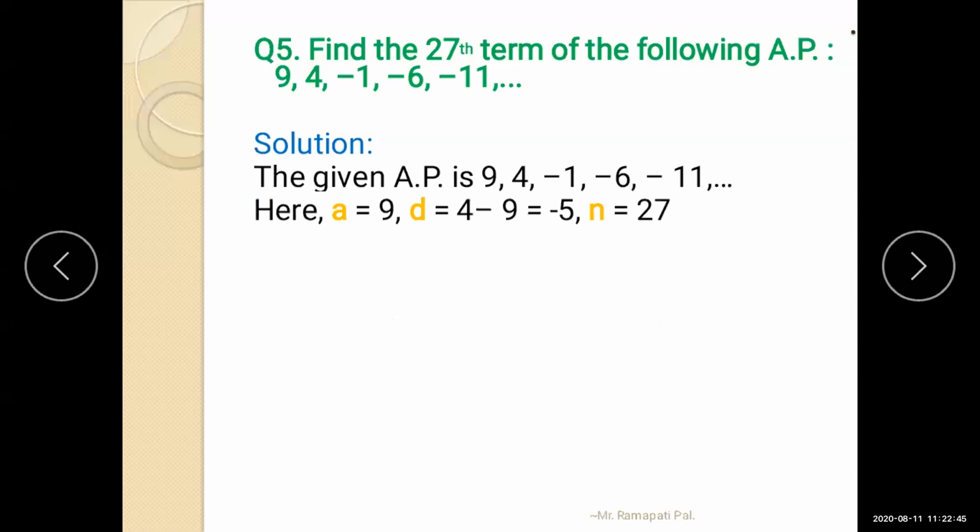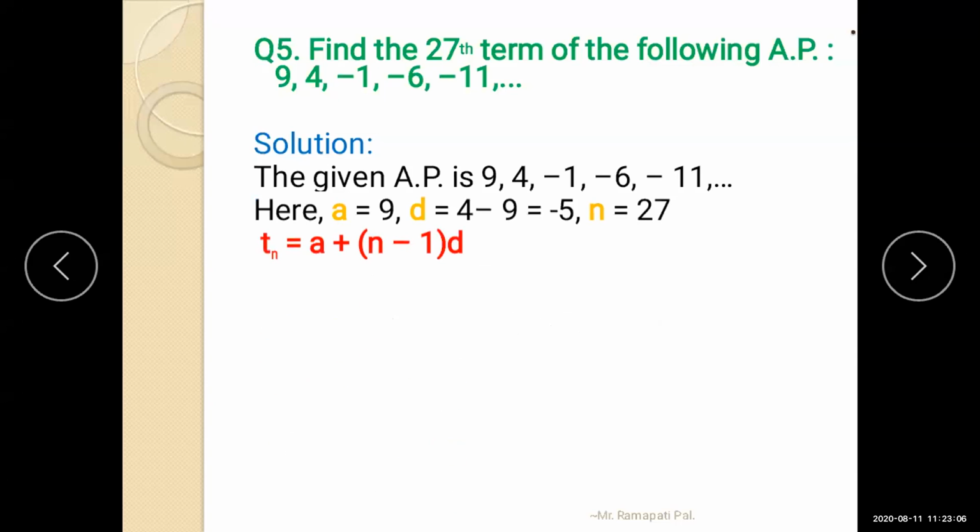So A is equal to 9. D is equal to T2 minus T1. That is 4 minus 9, which is equal to minus 5. N is equal to 27. Correct? Yes.